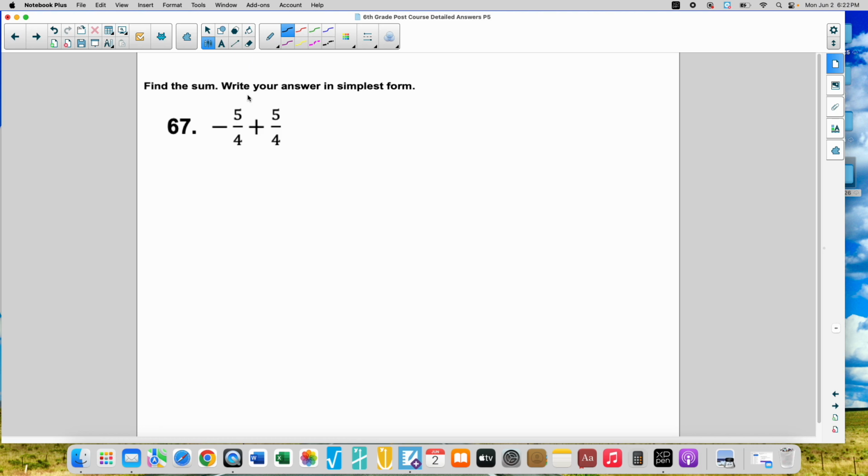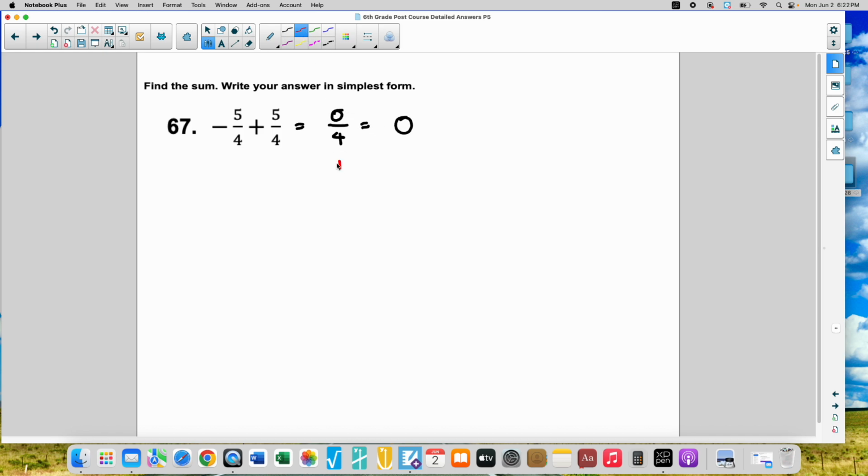Find the sum, write your answer in simplest form. So first of all, we have to make sure that we have like denominators. And when we have like denominators, we can combine their numerators. This negative is going to go to the 5, so it's negative 5 plus 5, which equals 0 over 4, which equals 0. You must simplify.